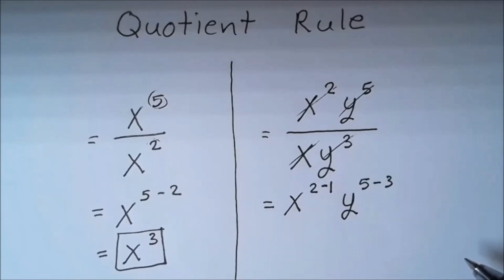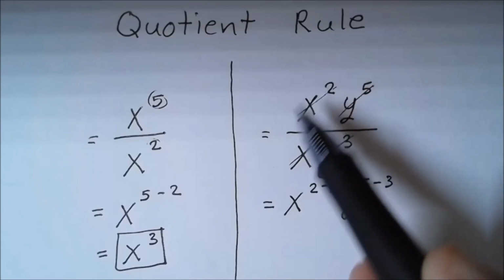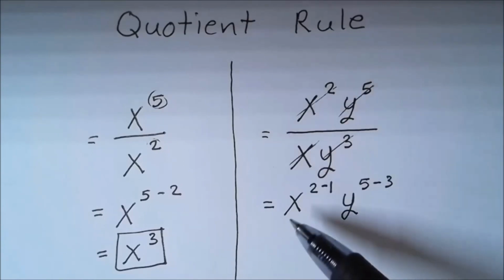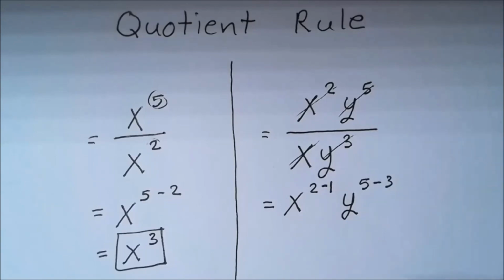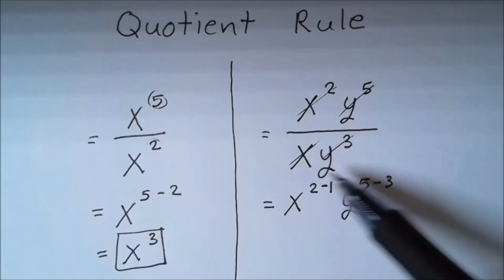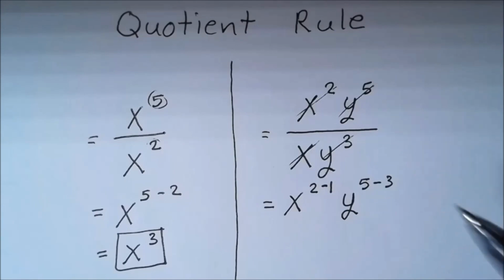Now notice I no longer have a fraction, right? Everything is just put in the numerator. I moved it up by subtracting it. That's why it's called the quotient rule. The way we move this up is by subtracting that power.